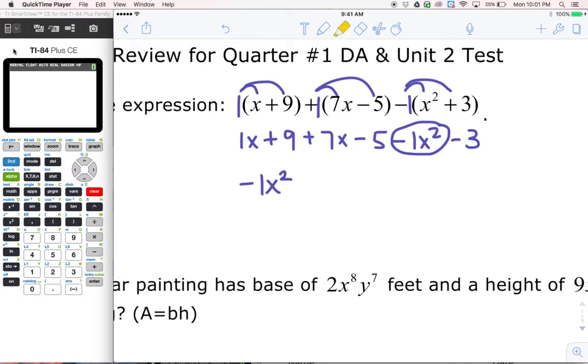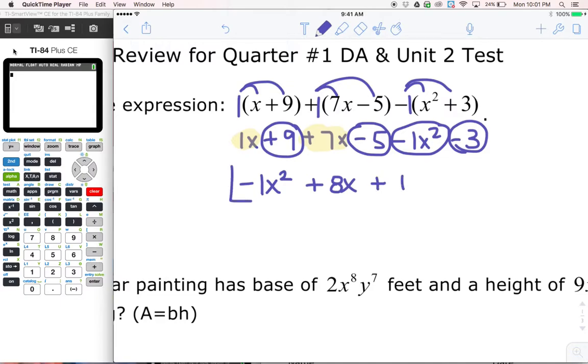And now let's look at these numbers with x. We've got a positive 1x and a positive 7x. We're going to add these up and get a positive 8x. And then all the numbers I have left, positive 9, negative 5, and negative 3, are constants. We're just going to add them up. 9 minus 5 is 4, minus 3 is another positive 1.